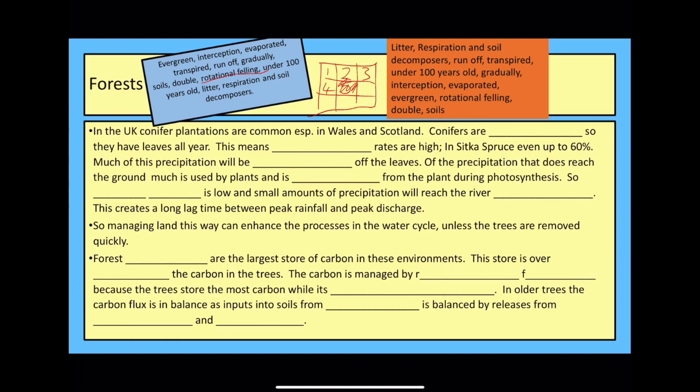There's still lots of carbon being stored, and animals are still able to live within that woodland. So that's what's called rotational felling. The opposing way of doing this is what's called clear felling, where you come and cut the whole lot down, and that's very destructive and very damaging.